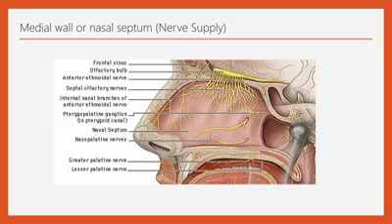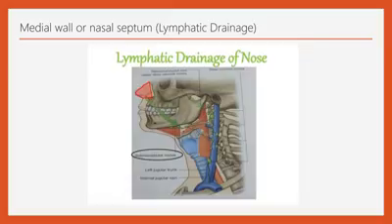If we see the lymphatic drainage, the lymph from the anterior part drains into the submandibular lymph node. Lymphatics from the intermediate and posterior parts drain into the retropharyngeal lymph node.